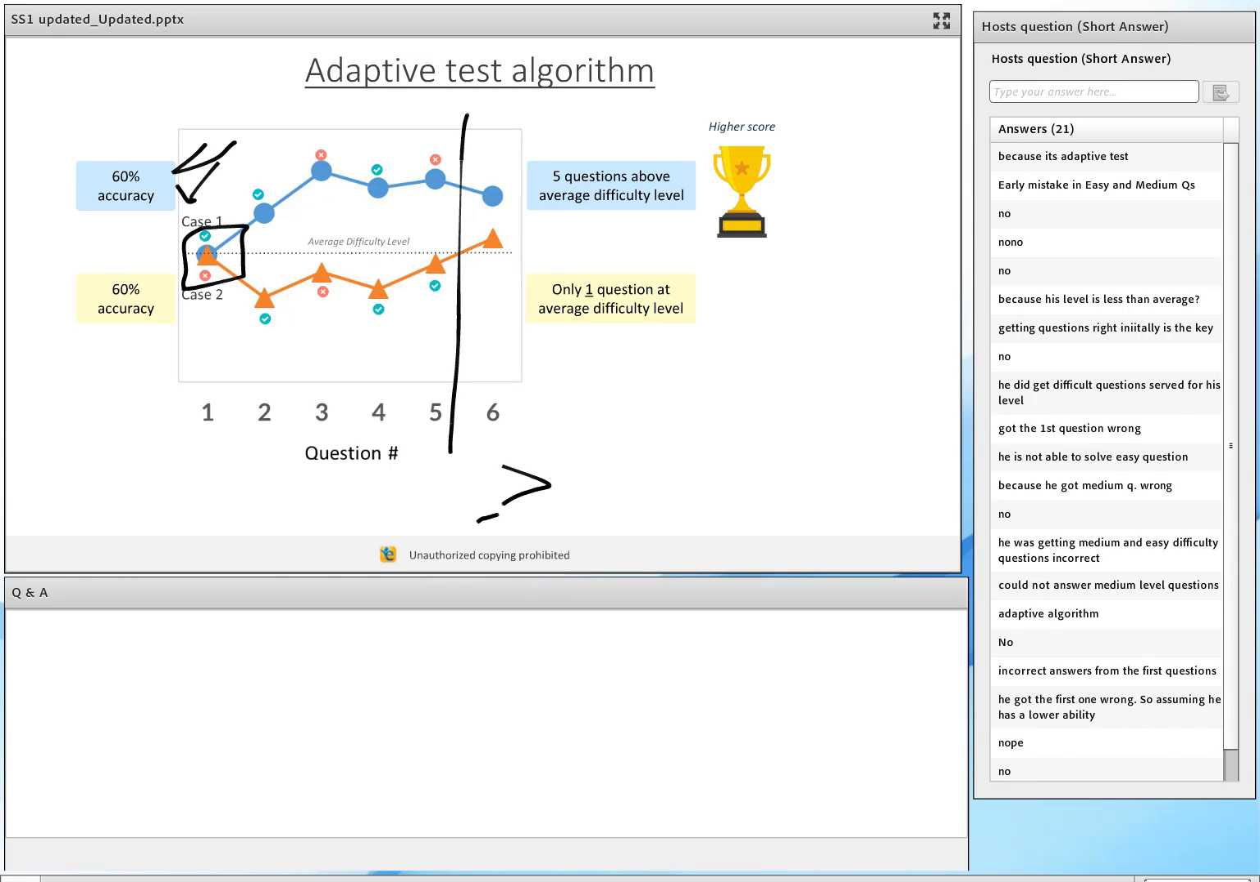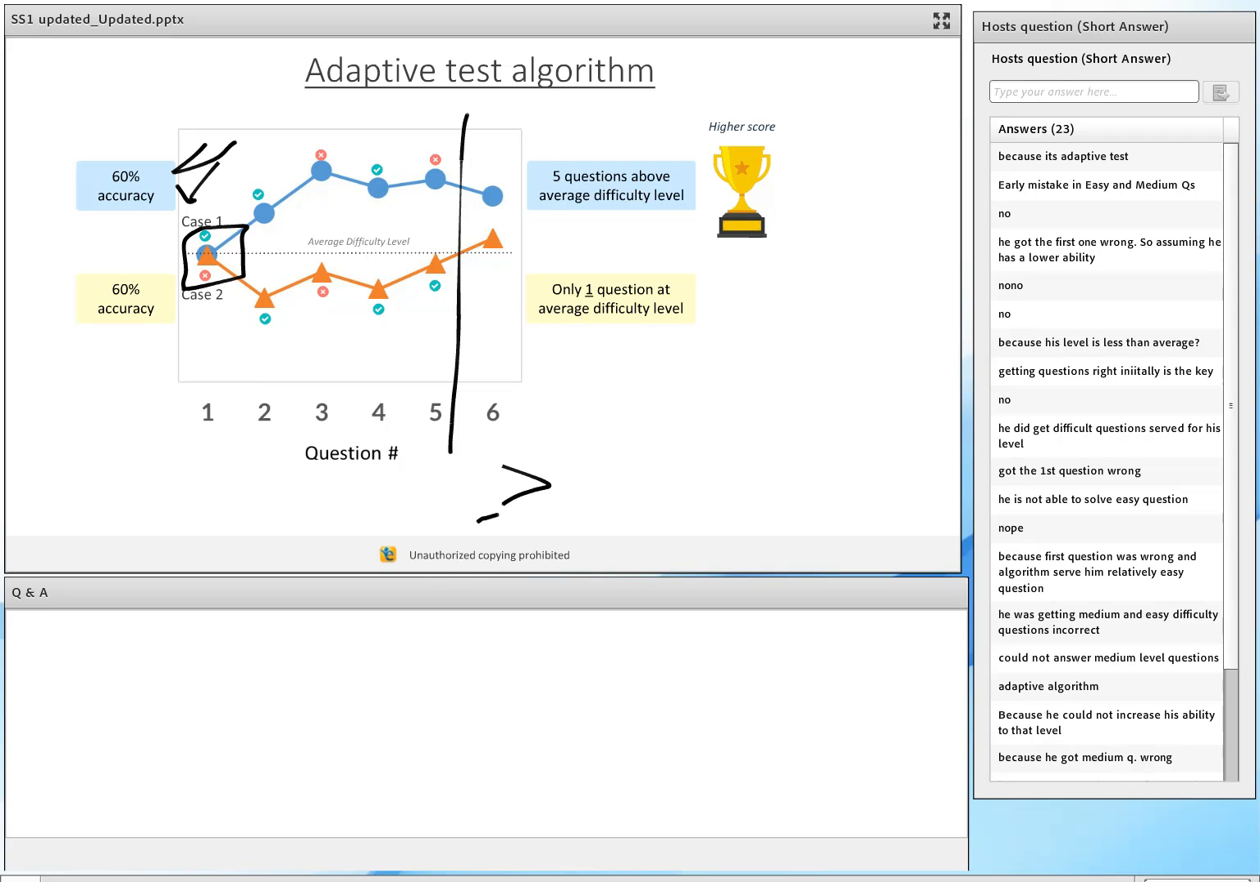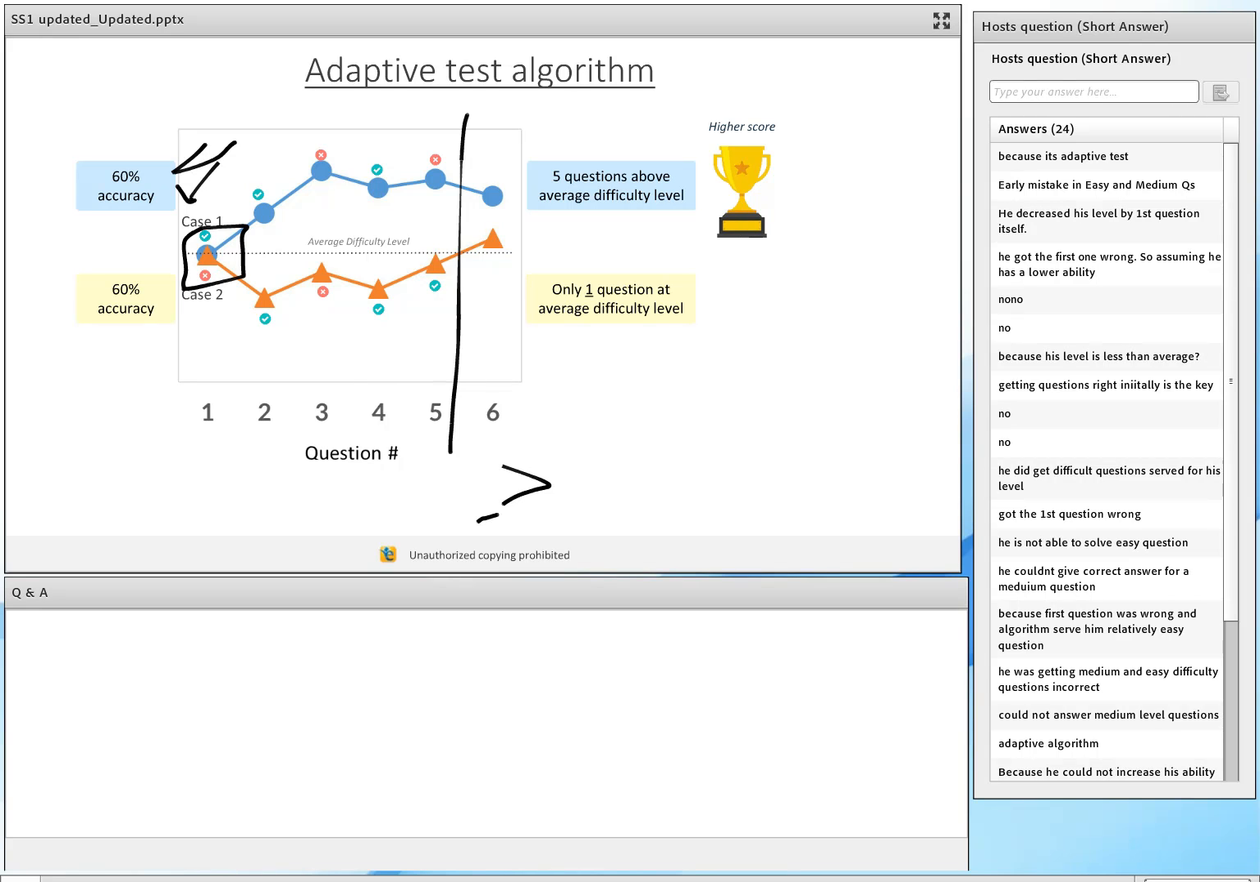Okay, because he got the medium questions wrong. Perfect. Because of the adaptive test. And that's something which is really important to understand over here.